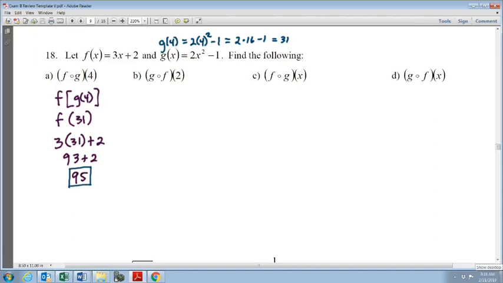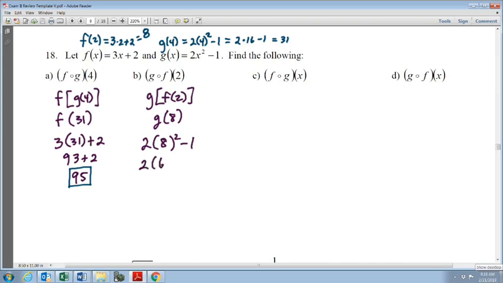So again, I'd encourage you to try B if you didn't already do it before, and then watch the video. So this is g of f of 2. But f of 2, we can find that. That's 3 times 2 plus 2. 6 plus 2, we're going to get 8. So this is g of 8. And now we'll plug 8 into the g function. And so that's going to be 64 times 2 minus 1. That's 128 minus 1, which is 127.